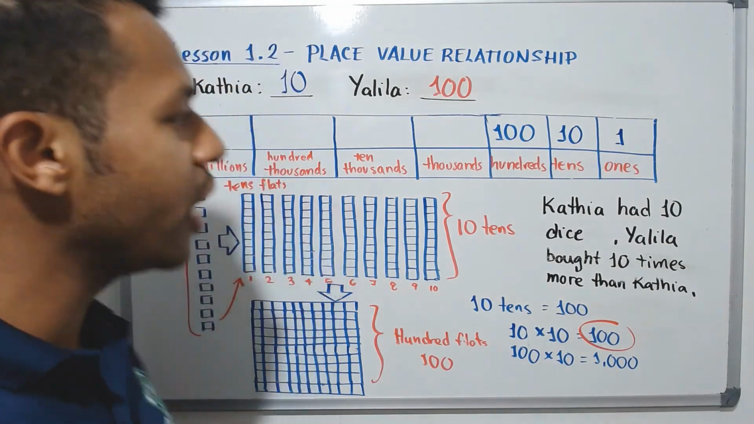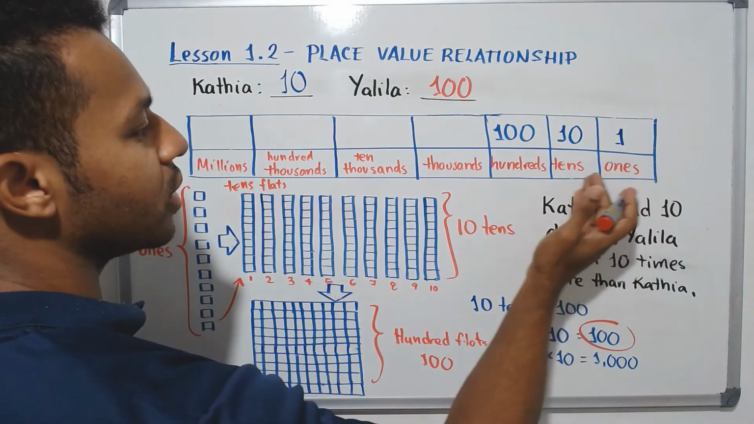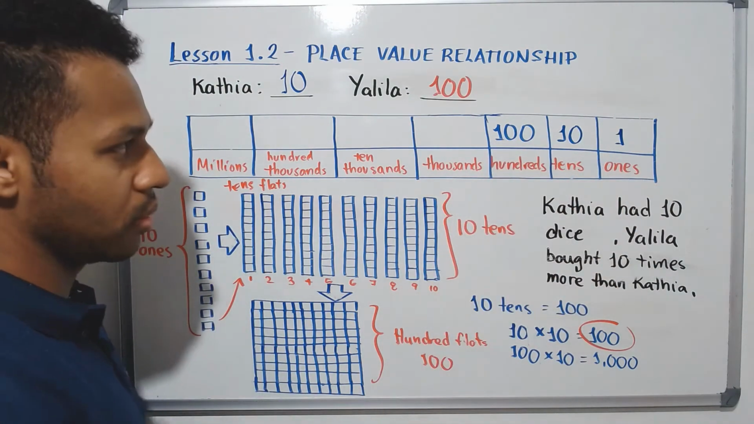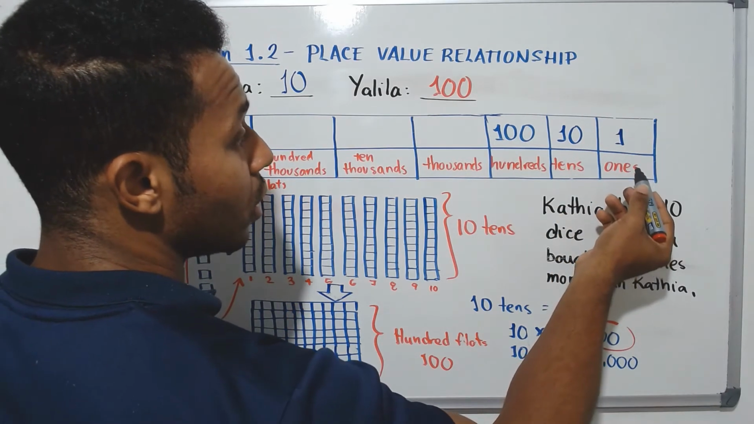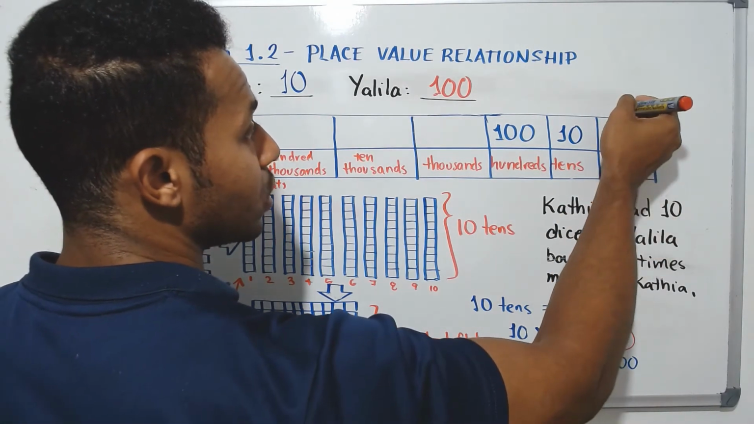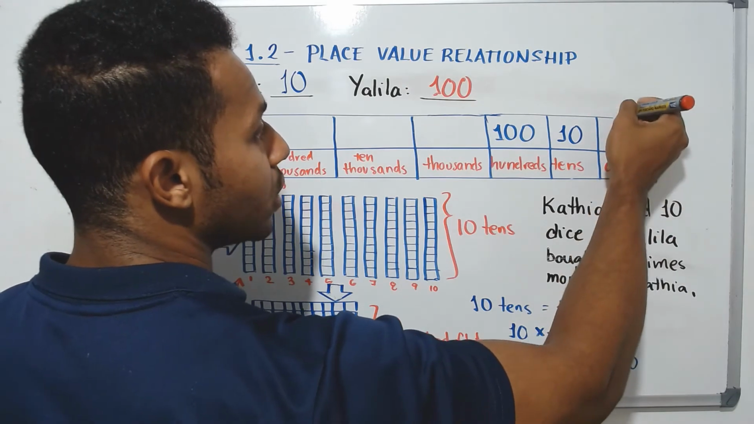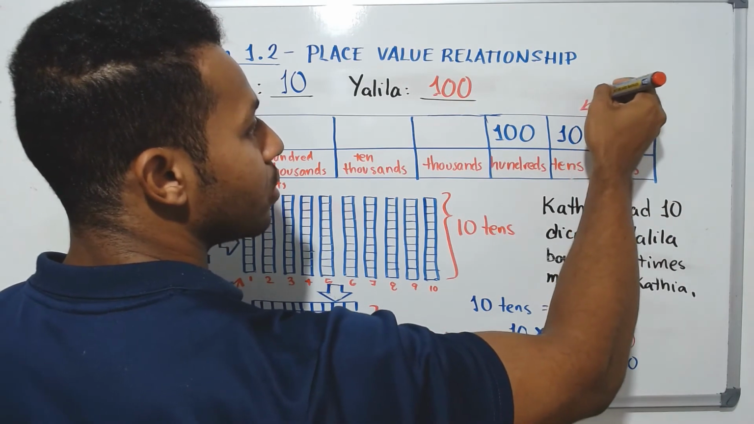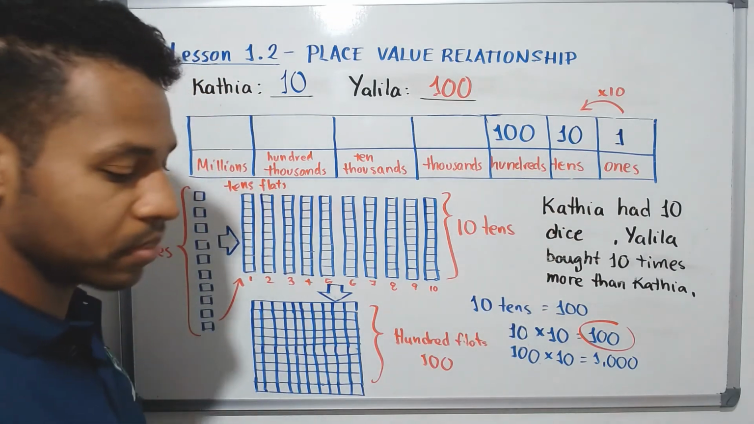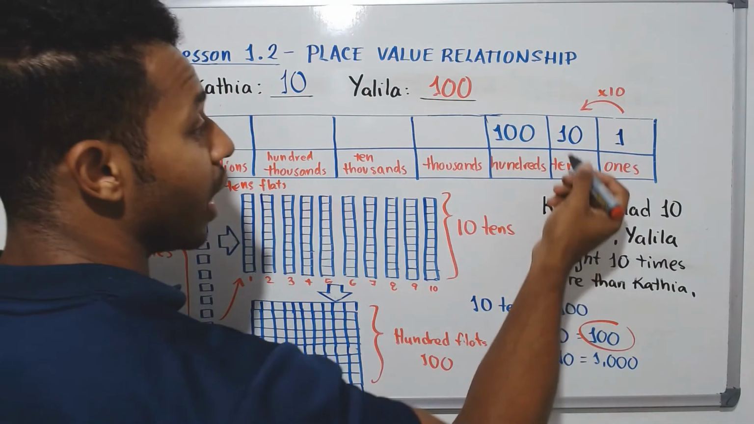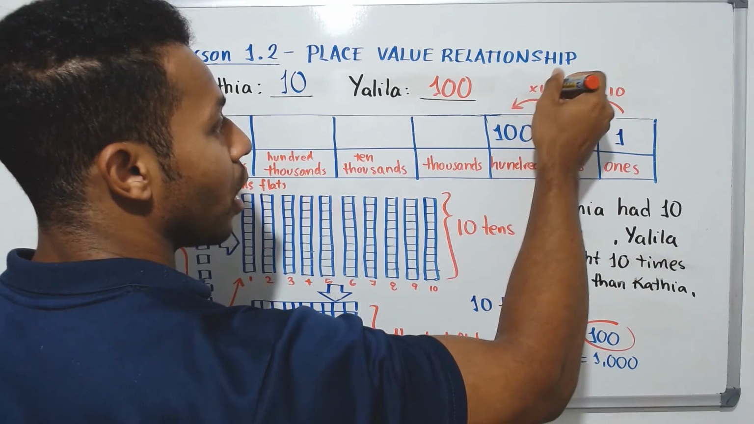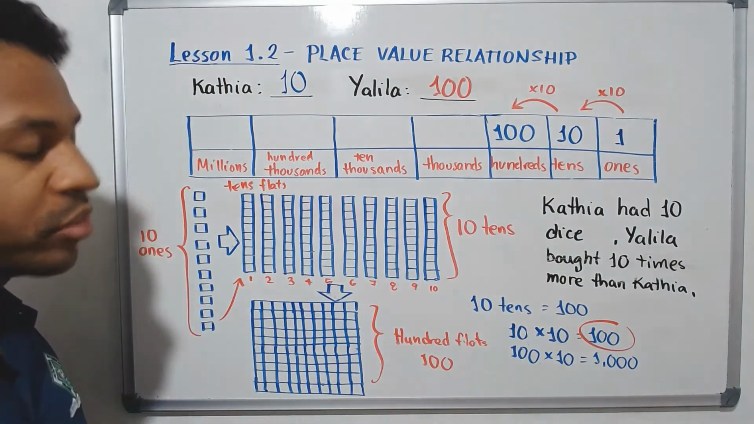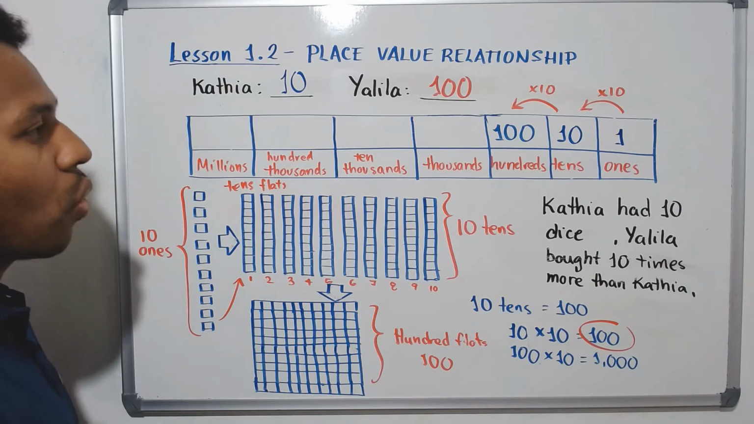So what is the relationship between the ones and the tens here in the chart? The tens place is 10 times more than the ones place. So if we multiply 1 by 10, we get 10. And if we multiply 10 by 10, we get the hundreds place, and so on.